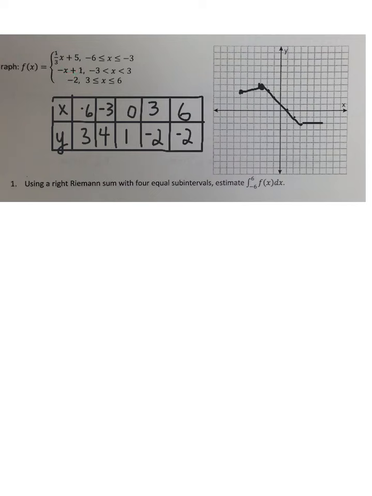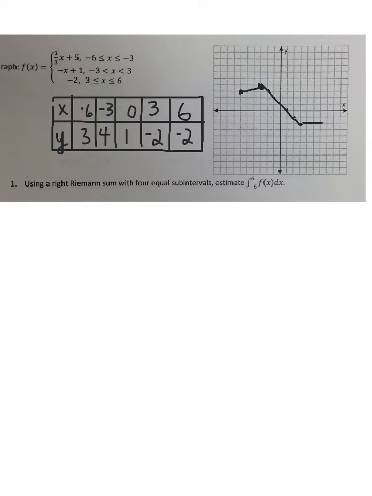Then I have -x plus 1, so there's my y-intercept. But I have a negative slope of 1, so I went up 1 to the left 1, up 1 to the left 1. And that's from -3 to 3, which is this portion right here. And then I just have the horizontal line y equals -2, which is down here.